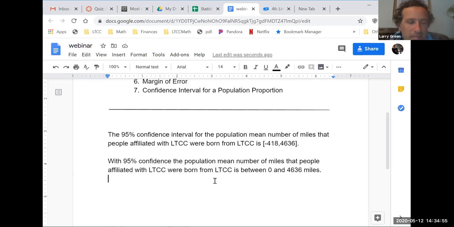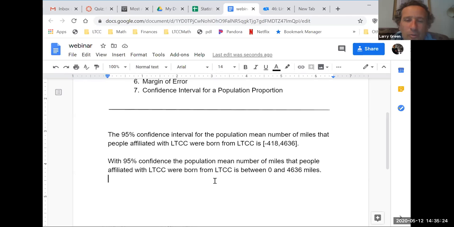The farthest you could have been born from campus is 12,000, but that's really far away. That's like near Madagascar. So if you look at an area of 4,636, it's more than all of the United States and Mexico, and actually a whole lot more. So this is not very meaningful.